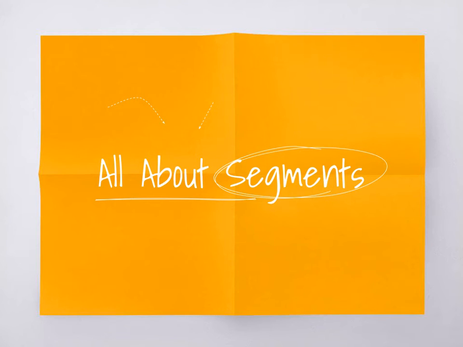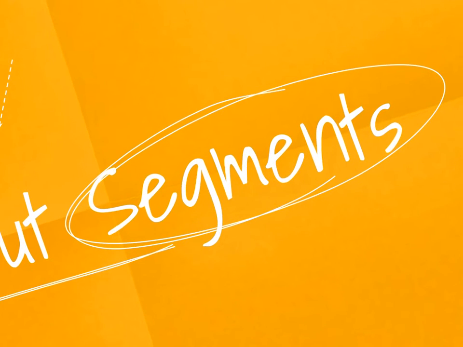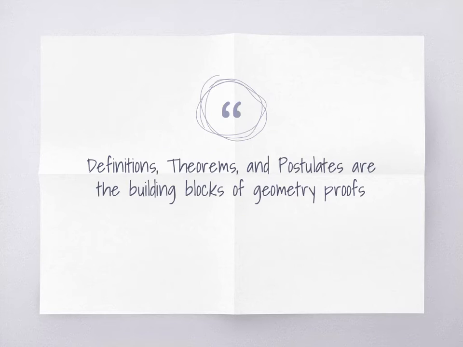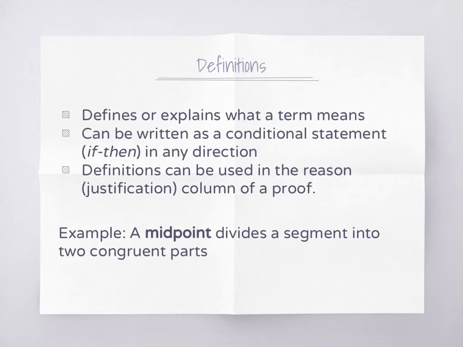Today's lesson is all about segments. So let's get started. First, let's talk about definitions, postulates, and theorems. Definitions, theorems, and postulates are the building blocks of geometry proofs. And geometry proofs are something that you're going to be doing throughout the year. So it's important that we know what those mean.